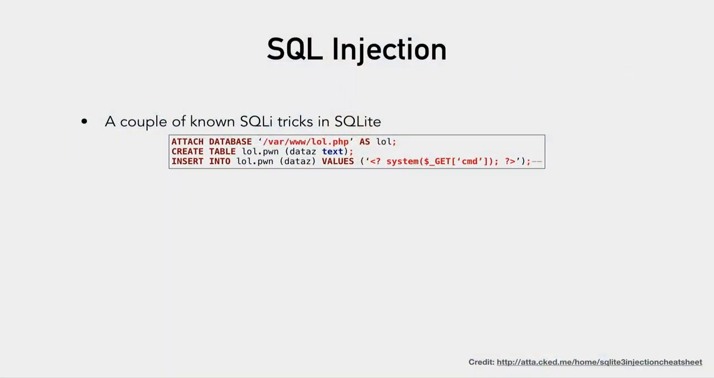The first one has something to do with attaching another database and creating a table and then inserting a string into it, so you are able to write your own web shell. And this is all very nice, but we can't do it, because if you recall, we can't start any statement with attach. Our DDL must begin with create, so it's not a very useful trick for us.